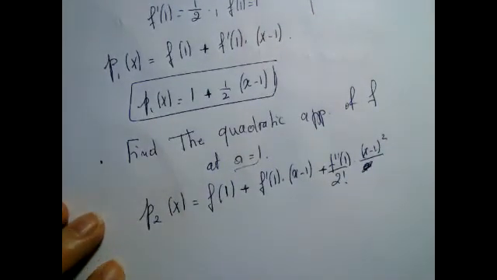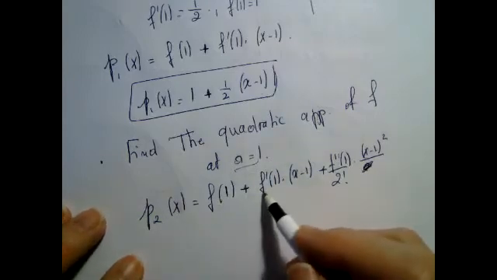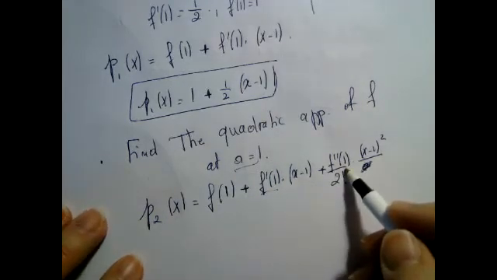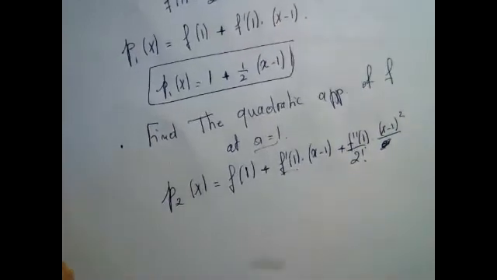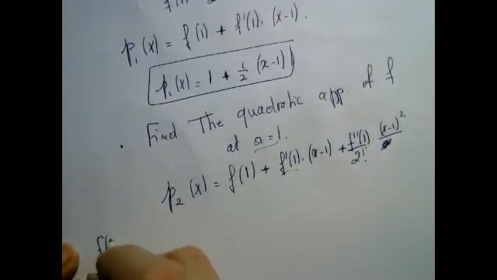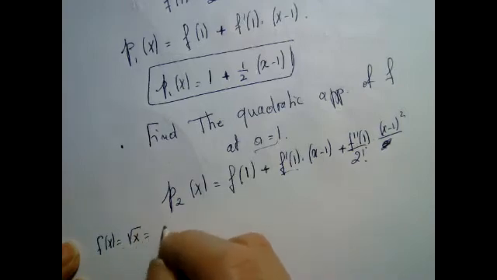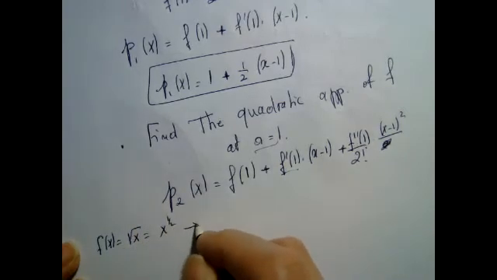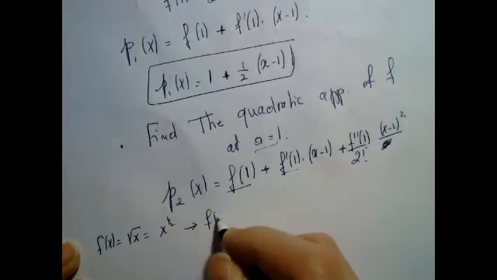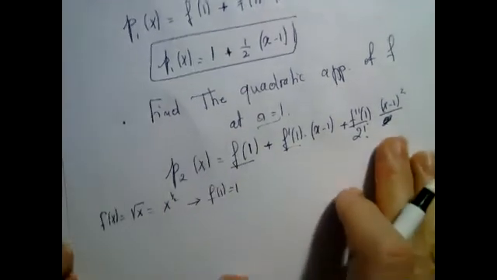Okay? All right. So to evaluate this, I need f prime of 1, and I need the second derivative, not only the first. So let us do it here. So the first derivative, f of x equal square root of x, x to the power a half. So f of 1 is 1. We got it from before.